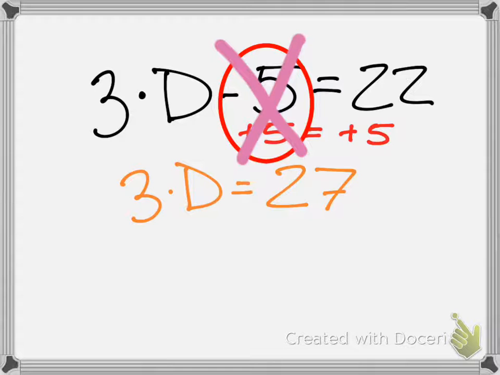Now I need to know what times 3 equals 27. What times 3 is 27, Oswaldo? What times 3 is equal to 27? 3 times 9. So we know that D has to be 9. One of the ways that we solve this is we isolated our variable. What times 9 equals 27? What times 9 equals 27, Hannah? Exactly, 3.